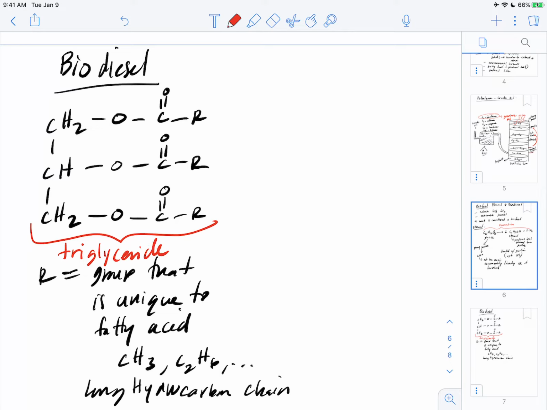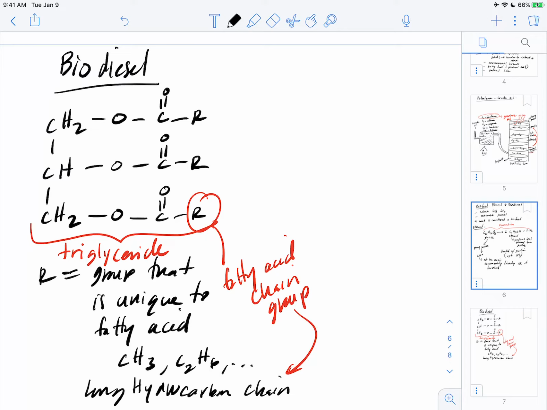And then this R group we call the fatty acid chain group, mainly because it has a long hydrocarbon chain. And now we react our fatty acid. I guess we'll think, so what is a triglyceride? It could just be vegetable oil or animal fat.